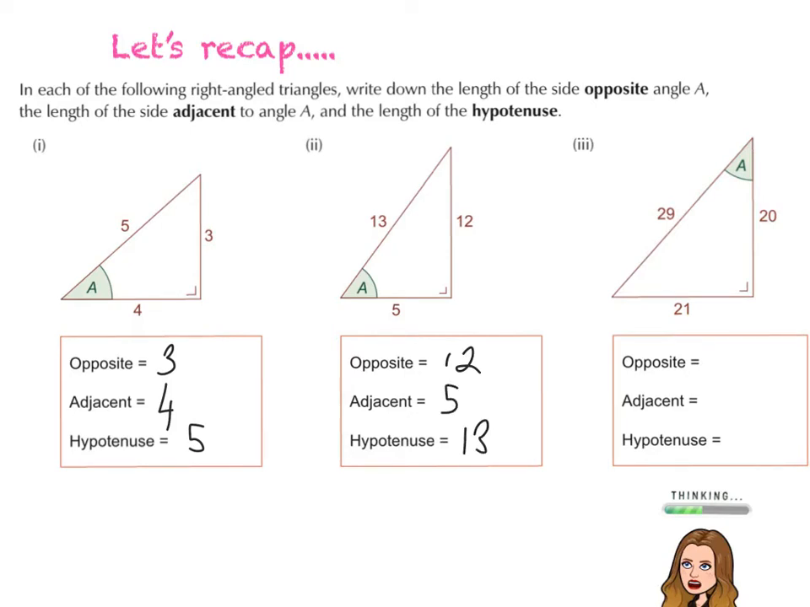And for the last one then, we have, well, 21 is directly opposite the angle A. So 21 is our opposite. Directly across from the 90 degree angle is 29, so that's our hypotenuse. And the last one left is 20, so that's our adjacent.